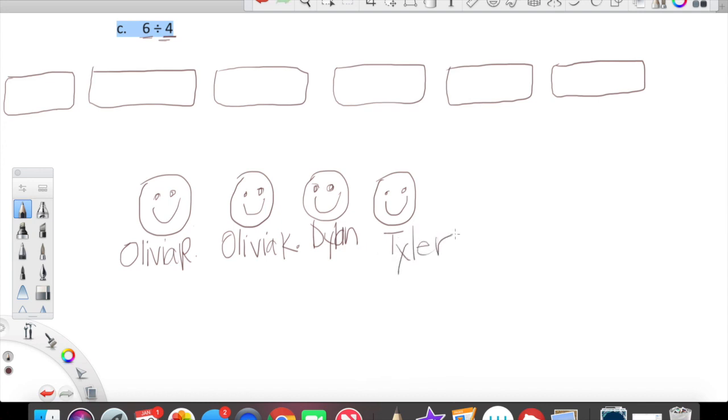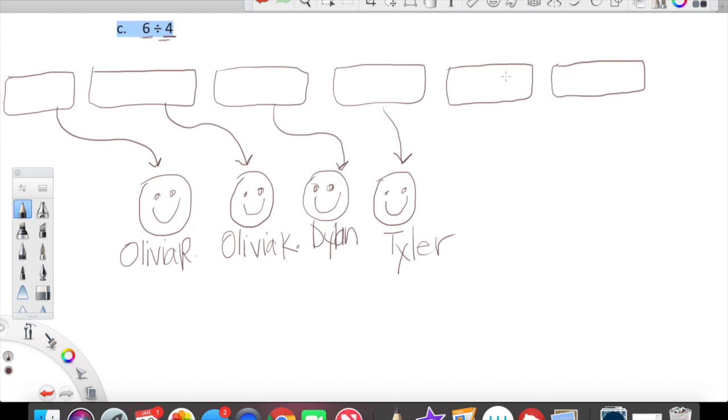So we are going to share these 6 evenly across Olivia R, Olivia K, Dylan, and Tyler. The good news, Olivia R, you get a whole maple bar. Woohoo! Good news, Olivia K, you get a whole maple bar. Yes! Dylan, same, you get a whole maple bar. Tyler, you get a whole maple bar.